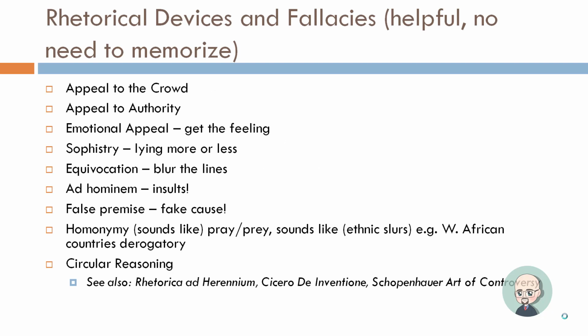Okay? Here's some rhetorical devices and fallacies. They're helpful, but you don't have to memorize them. Appeal to the crowd. That means you're standing in front of an audience, you're preaching to the crowd, trying to get them all riled up. Appeal to authority. That means you appeal to the fact that either a doctor supports this or an expert of some nature.